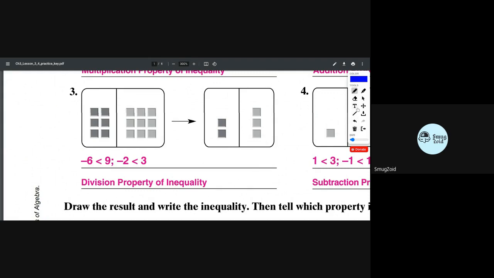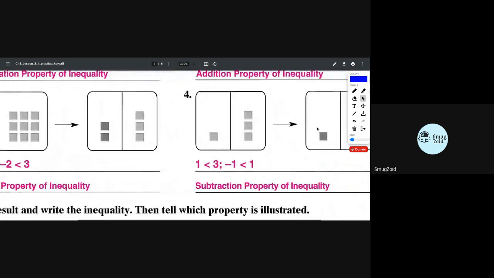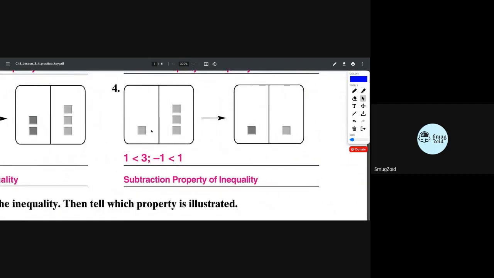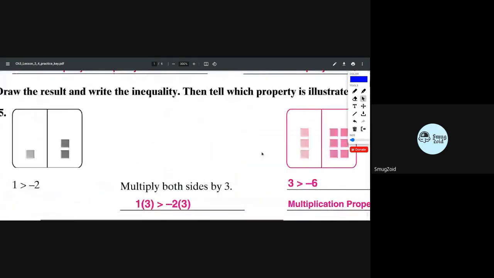And looking at number 4, hopefully you're checking your answers as we go. It's 1 to 3, and then it becomes -1, and this becomes just 1. Clearly what happened to this thing, there's been a subtraction. How far? 2. So because you have 1 minus 2, it's going to be less than 3 minus 2. And you can see how that would work out. Okay, now going right down.